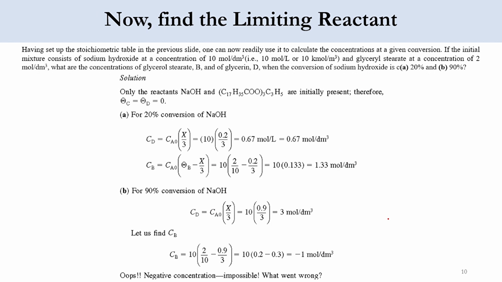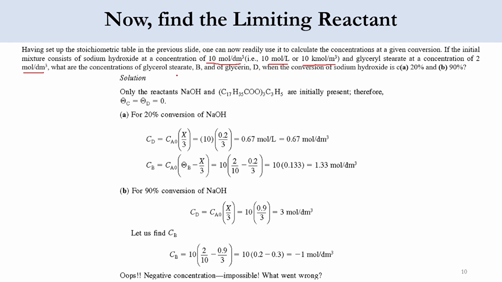But now in our second part, we have to see whether we have chosen the right limiting reactant or not in the system. Having set up the stoichiometric table in the previous slide, we can use it to calculate the concentrations at the given conversion. Now if we assume that the initial concentration of sodium hydroxide in the system is 10 mole per cubic decimeter, or 10 mole per liter, or 10 kmol per cubic meter, and glycerol stearate at a concentration of 2 mole per cubic decimeter, that is, the initial concentration of B is 2 mole per cubic decimeter while that of A is 10 mole per cubic decimeter.